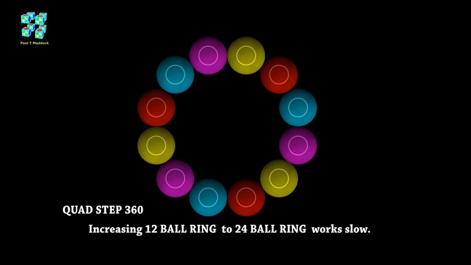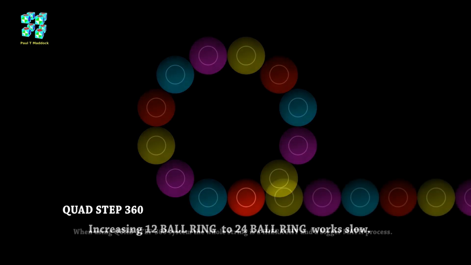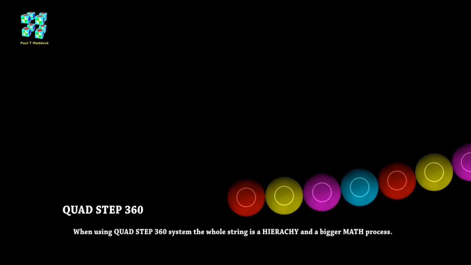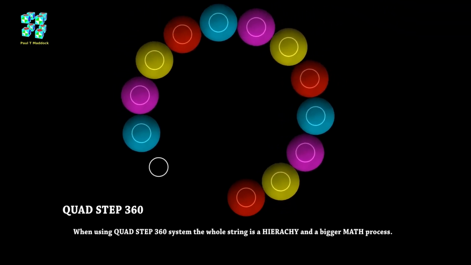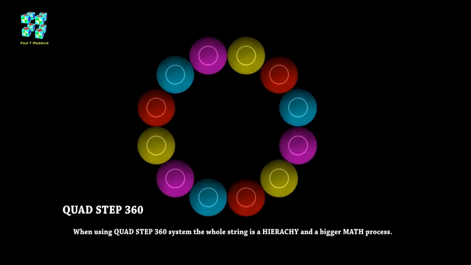Okay, now we're going to change the system to what I call quad step 288. First of all, look at this 360 system I have in front. Now each of these balls is given a 30-degree turn in a full hierarchy of 12. Now when I repeated this process with double the balls, the system slowed right down as if the processor was doing a lot of work. So now I've come up with a faster system which I call Quad Step 288.